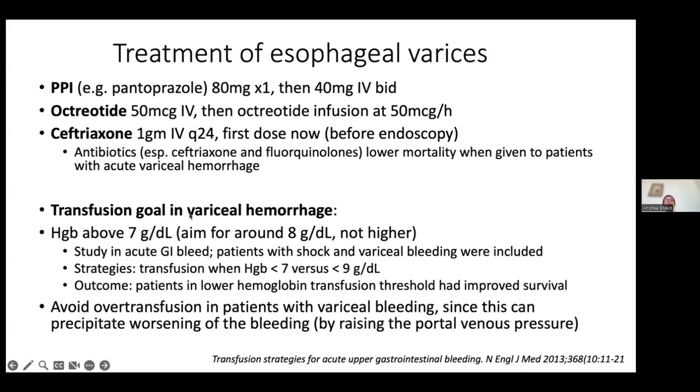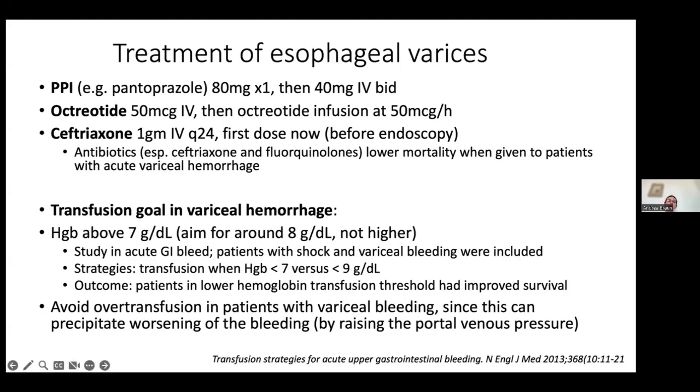The transfusion goal in variceal hemorrhage has been studied. And the problem actually is if you transfuse to a goal that's too high, like a hemoglobin of 9, then the pressure in the portal vein or the portal system gets increased, and that will then subsequently increase the pressure in the varices, and then the varices will bleed even more. So over-transfusing these patients can actually be really dangerous. And so the goal should be 7.